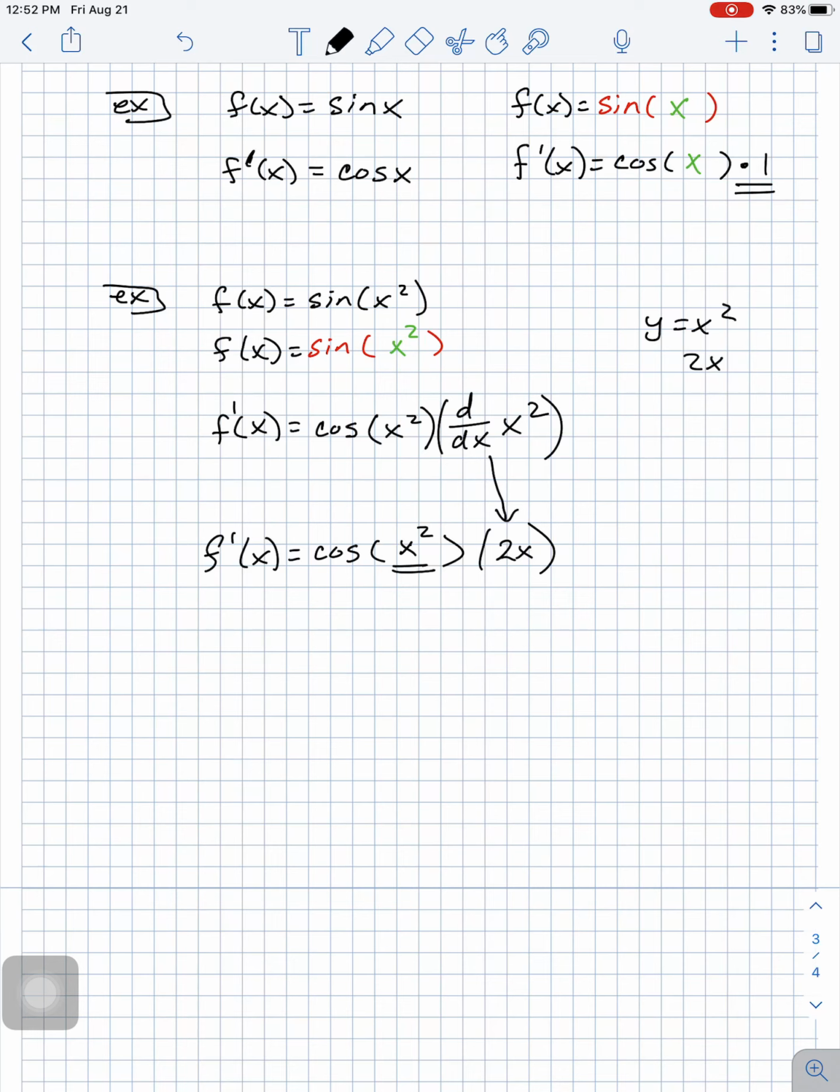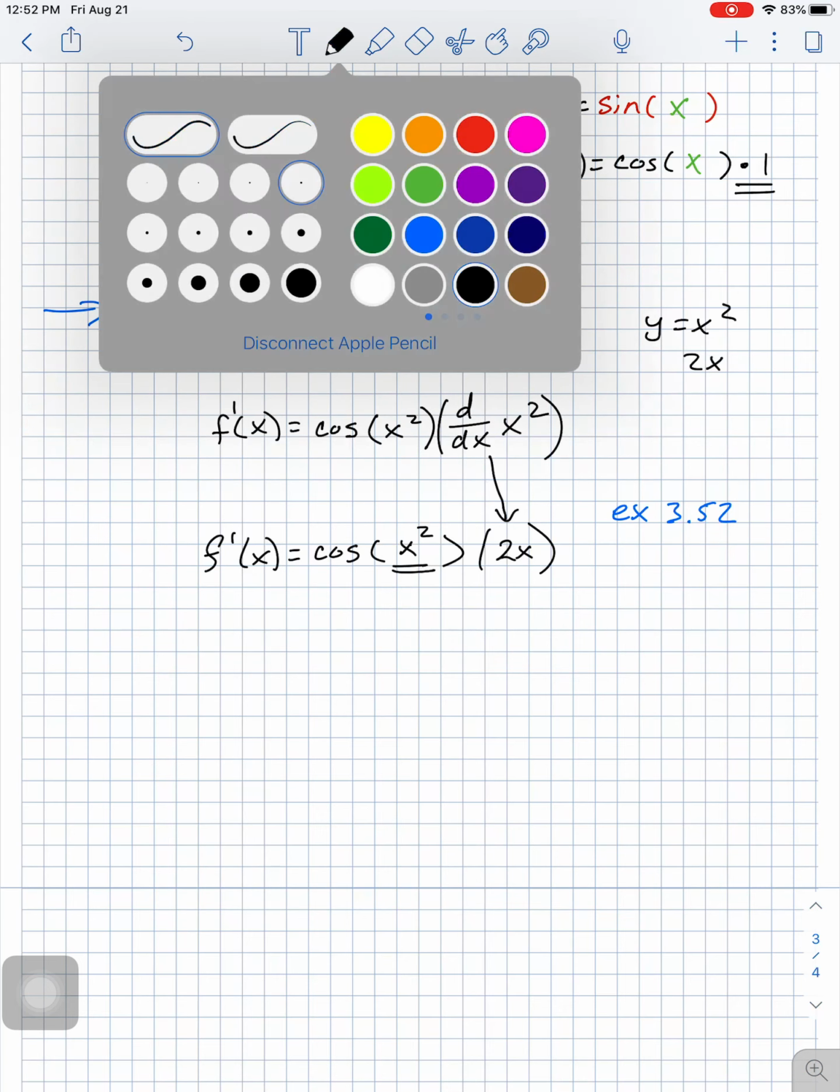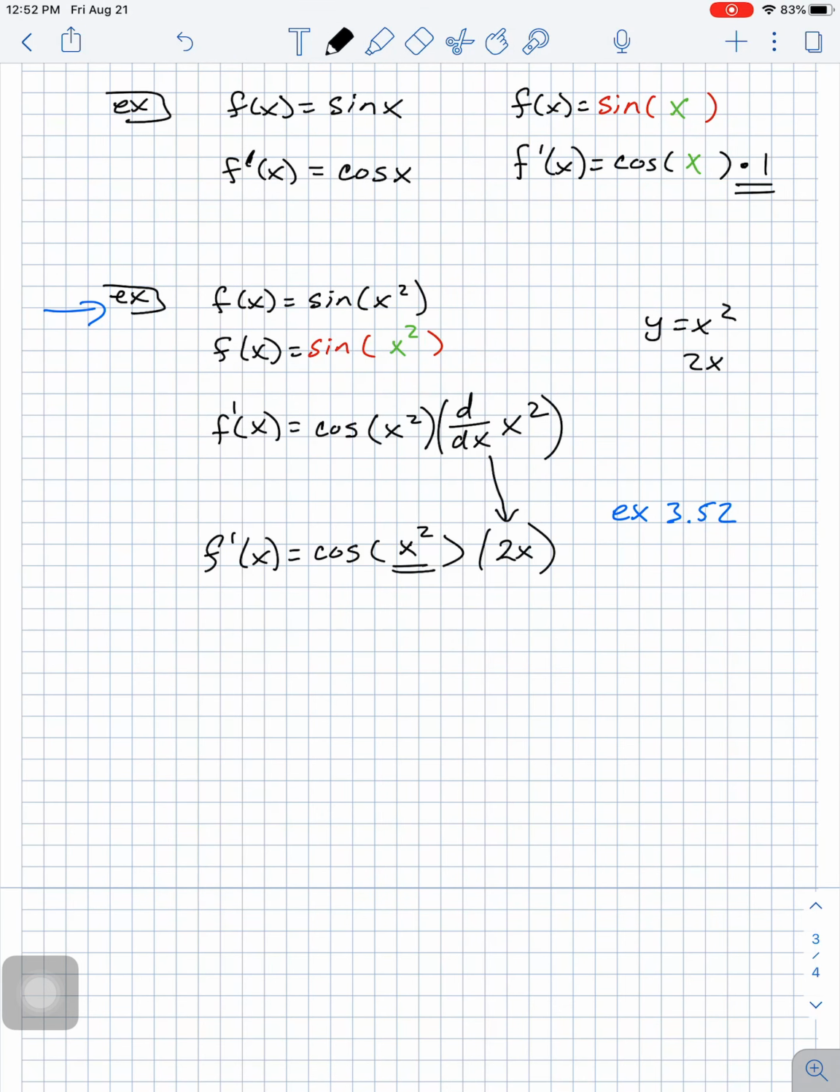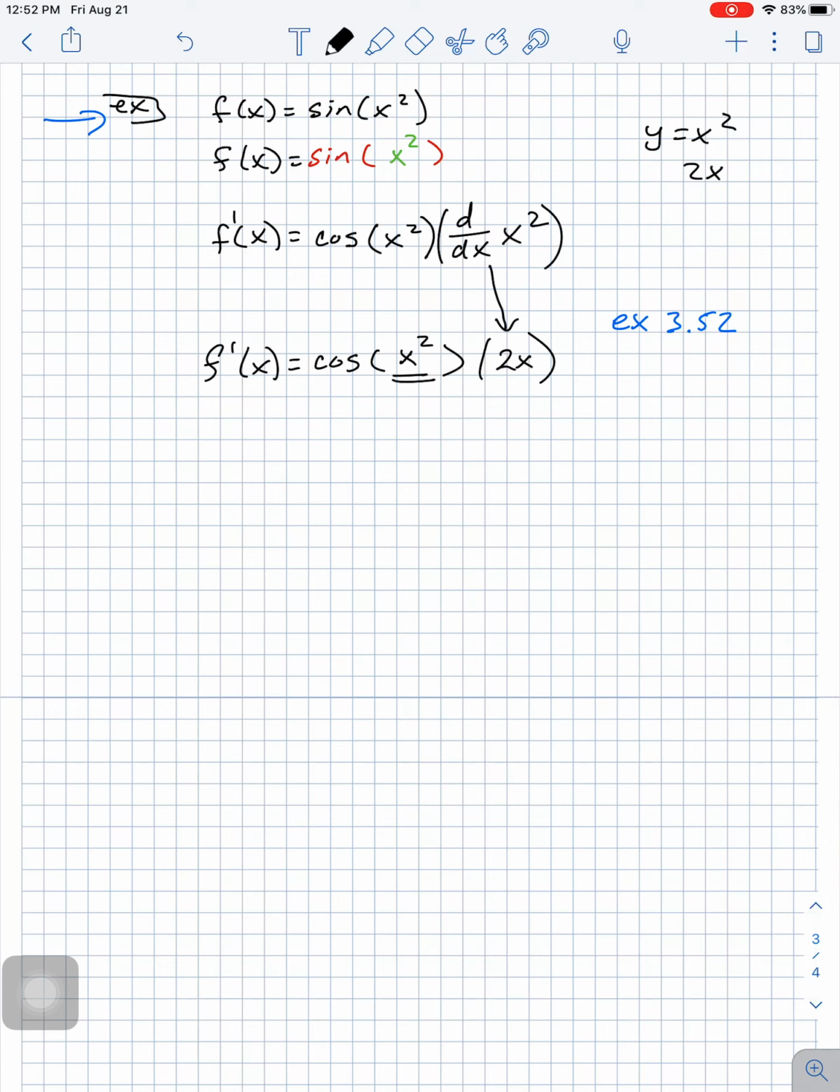Okay, so with this example that we did, you should now be able to pause this video and try example 3.52. Okay, so do that, and then I'm going to do another example. All right, welcome back. If you did not pause the video, please do. There's no substitute for you guys working examples. Okay, let's do this problem.